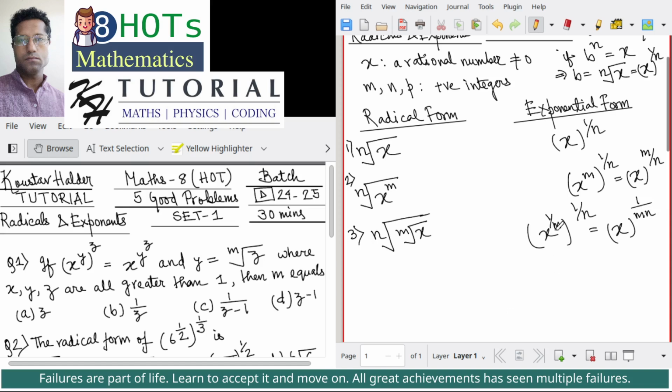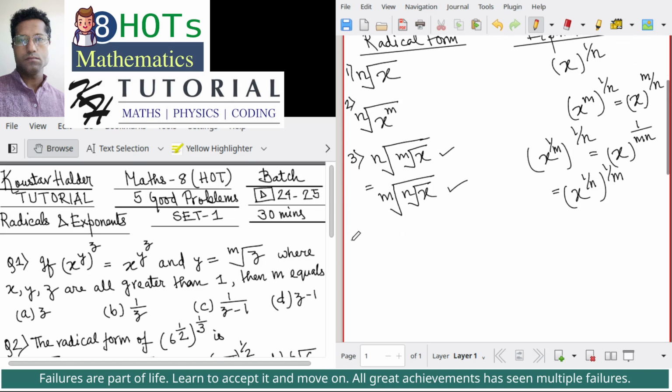So as you can see, x to the power 1 by m, that whole raised to the power 1 by n, can also be written as x to the power 1 by n, and this whole raised to the power 1 by m. So if this is so, then I can say that the mth root of the nth root of x and the nth root of the mth root of x are the same, their values are the same. Okay.